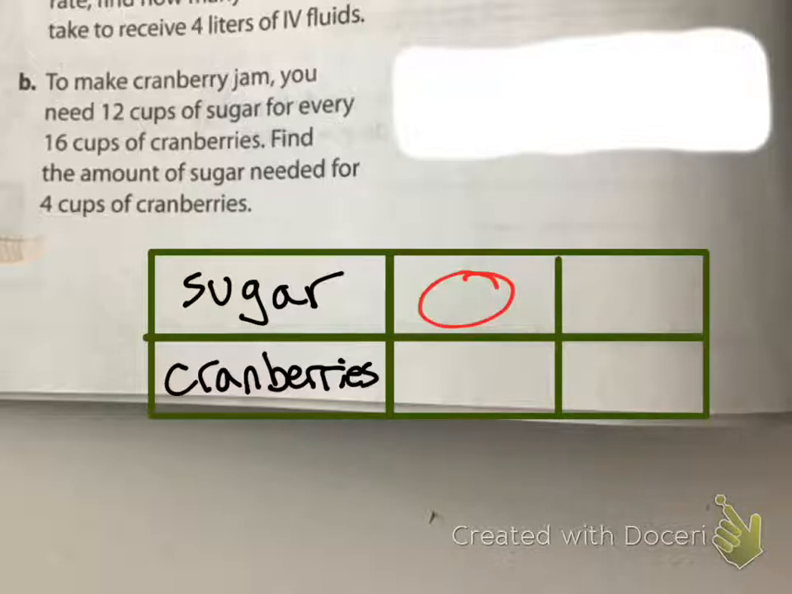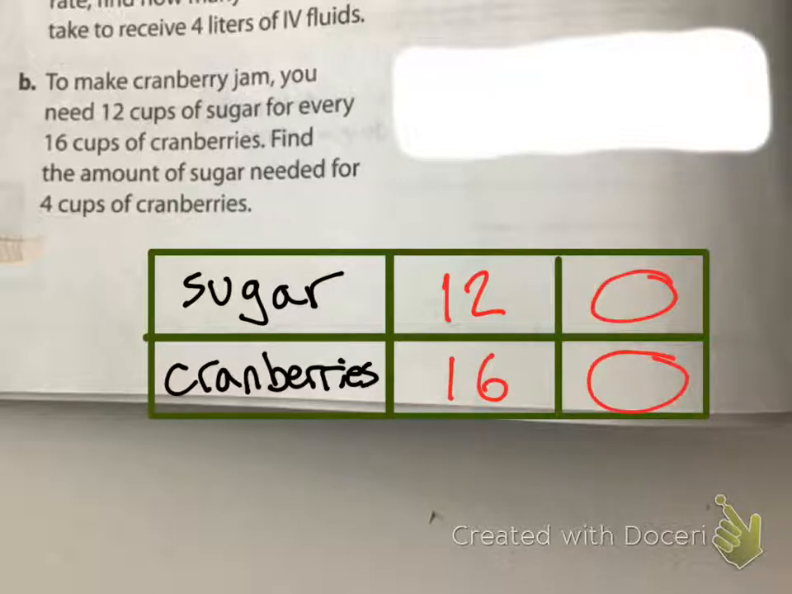What goes right there? Who can raise their hand and tell me? Rafi? 12, exactly. What goes right here? What goes on the bottom? What is it, Rocco? 16, excellent. Now, am I going to put something here or here? Am I going to put something here or here? What am I going to do? Rocco? The cranberry one, because it says 4 cups of cranberry, so I put 4.